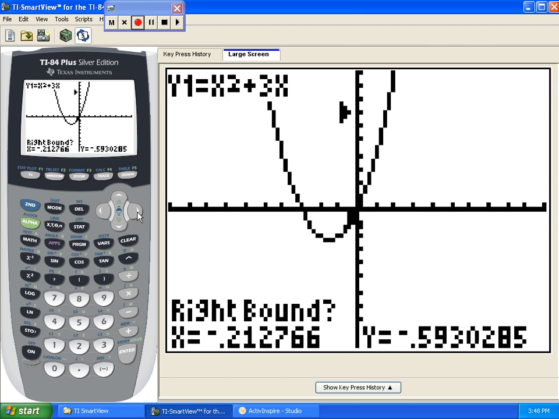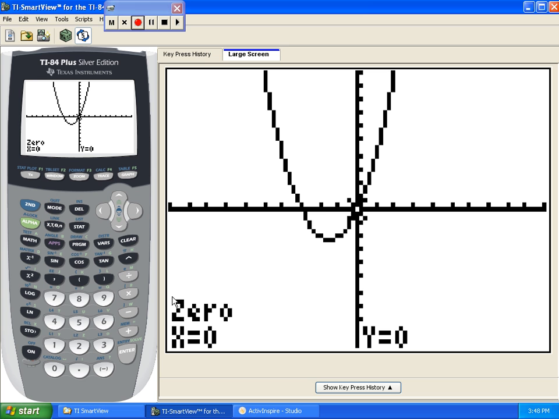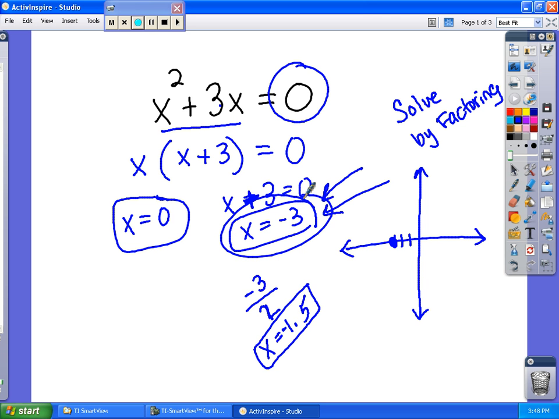Right bound, I'm going to hit the right button until I'm above the point I'm trying to find. Hit enter and guess. I'm going to hit enter. And of course, you get the second answer right here, which is 0. Remember, the same answers you would have got if you factor. So graphing isn't anything new. It's just a different way to solve. So instead of factoring, we're solving by graphing.